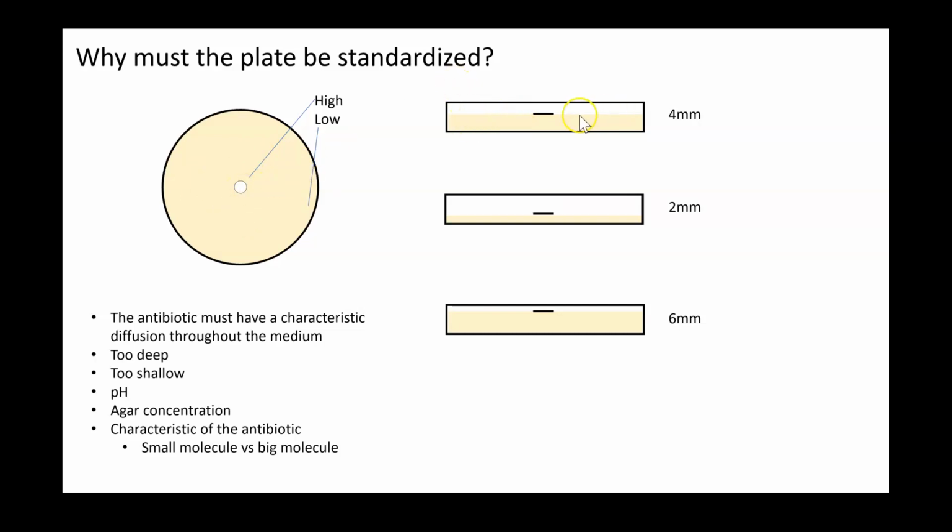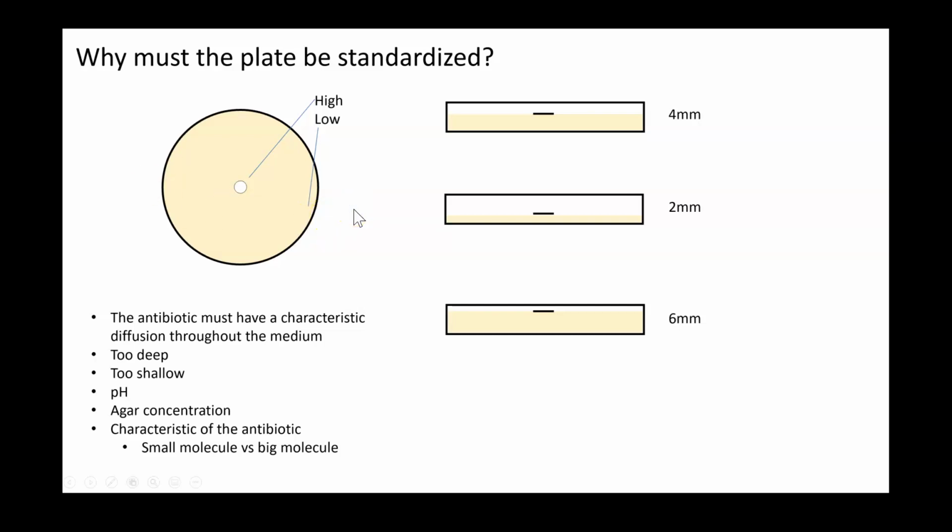And now let's look at this top one. Let's imagine that you squat down so you're eye level with the table and you're looking at the plate from the side. Now the plate will look like a rectangle, and this little black line represents the paper disc resting on top of the agar. So we've standardized the concentration of that antibiotic, and the idea is that when we place that disc on top of the agar, the antibiotic, or the antimicrobial, is going to diffuse throughout the medium.